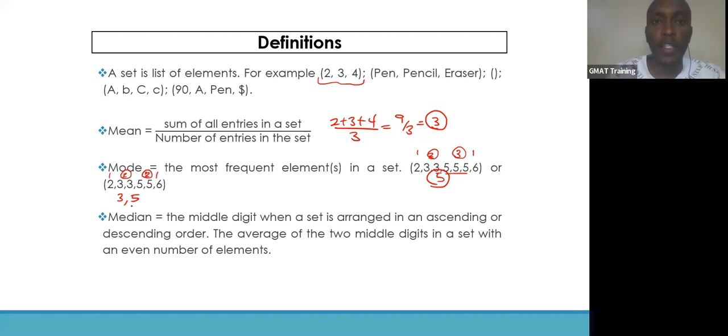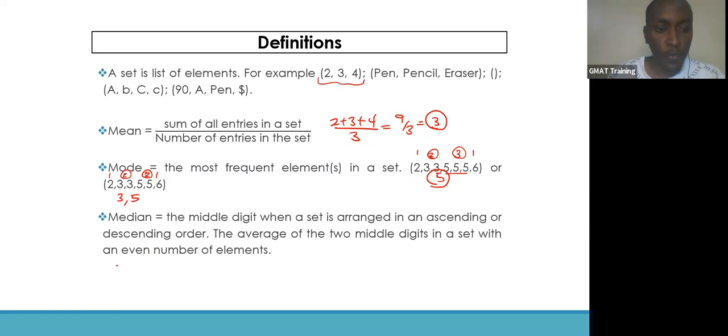The median is the middle digit when a set is arranged in ascending or descending order. So first, we need to arrange the set in ascending or descending order, preferably ascending. Then find the middle digit. What happens if the set has an even number of values? If you have an even number of values in the set, we take the average of the 2 middle elements in that set.